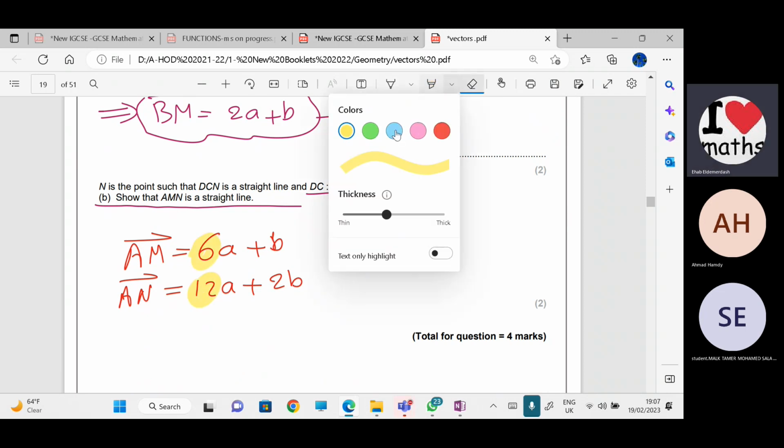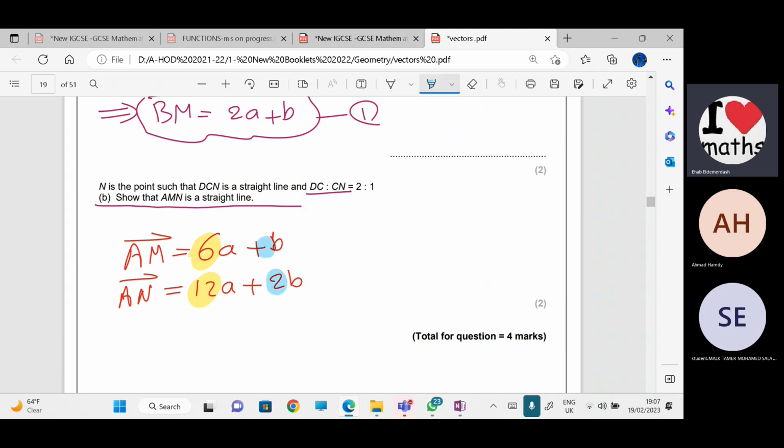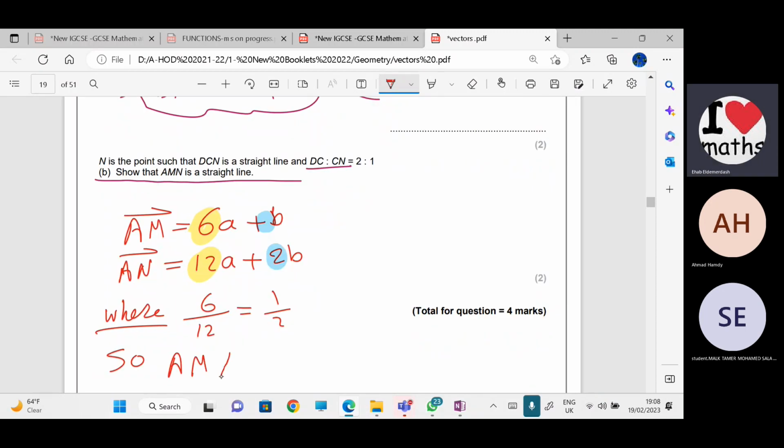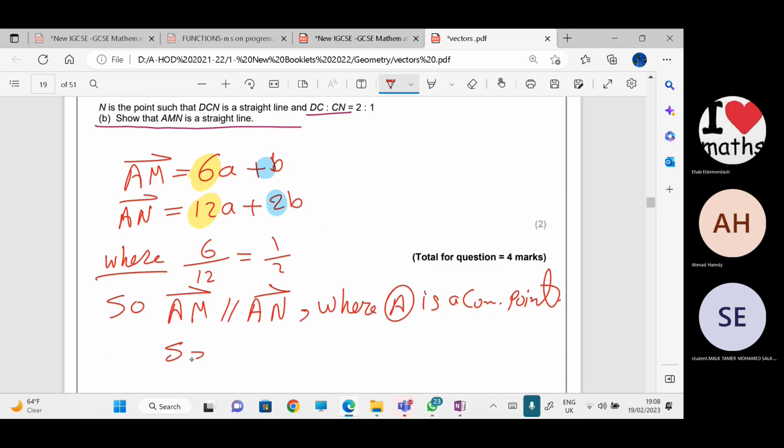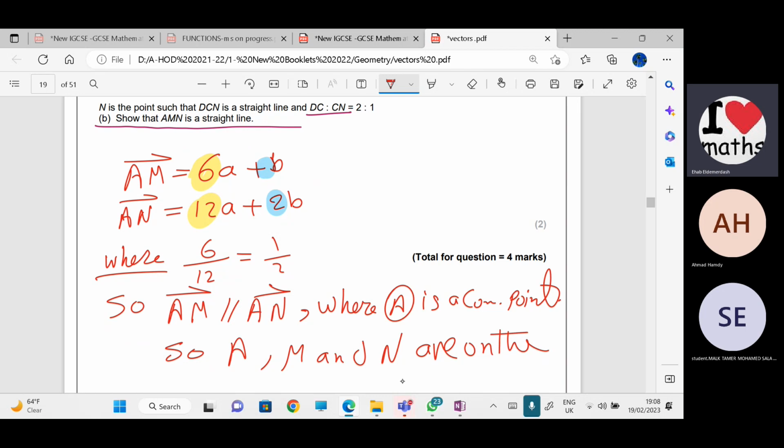شوف اللي حصل في الريشيوهات اللي ما بينهم هما الاثنين دي، اللي هي الكوفيشنت بتاعت الاي والكوفيشنت بتاعت البي. بصوا كده على الريشيو اللي حصلت دي. ايه اللي حصل دلوقتي؟ 6 over 12 is equal to 1 over 2، اللي هو الكوفيشنت بتاعت الاي هي نفس الكوفيشنت بتاعت البي. يعني انا عندي the same ratio، so AM is parallel to AN. وبعدين where A is a common point, so A, M, and N are on the same line.